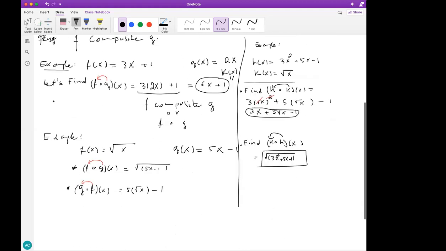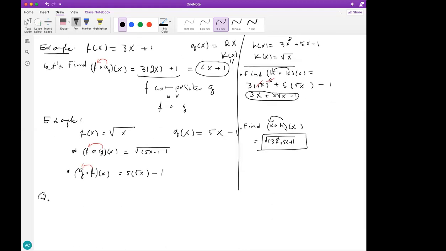Second part, let's call this evaluating composition of functions. This part is easier than the first.